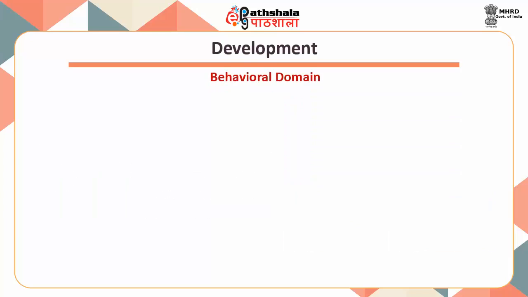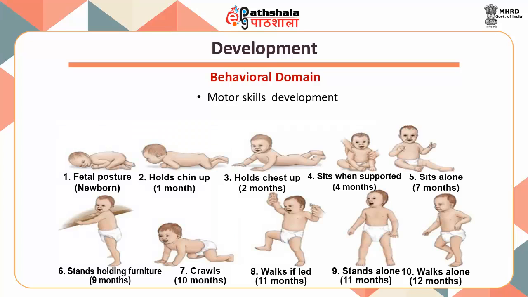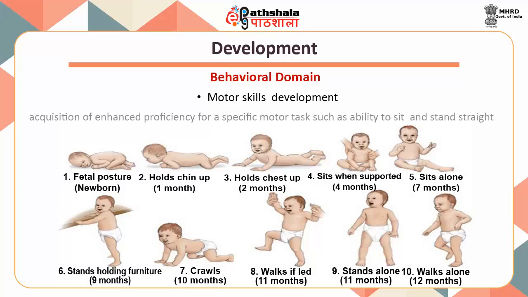The other parameter of the behavioral domain is motor skills development, which relates to acquisition of enhanced proficiency for a specific motor task. These vary from postural control to the coordination of movements. For instance, an infant first is able to hold his head up with the help of his hands, then straight without support. It eventually begins to crawl, walk with support and then independently.